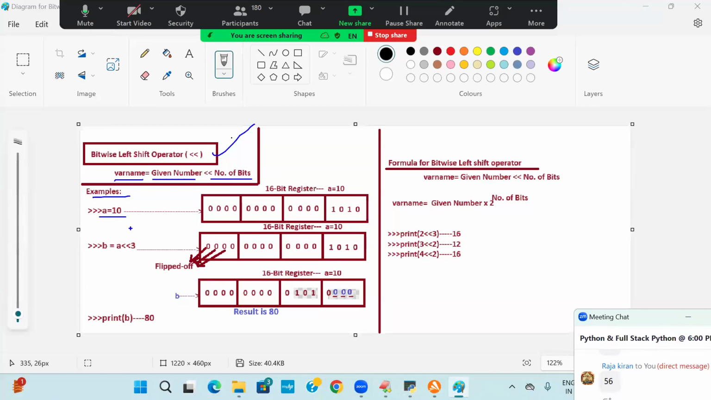Example, A is equal to 10. Representation, 16-bit number: 0 0 0 0 0 0 0 0 0 0 0 0 1 0 1 0. Next, B is equal to A double less than 3. 3 bits moving towards the left side. These 0s are flipped off. Flipped off means removed.